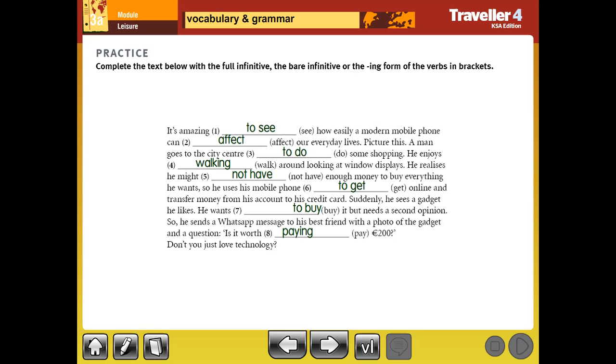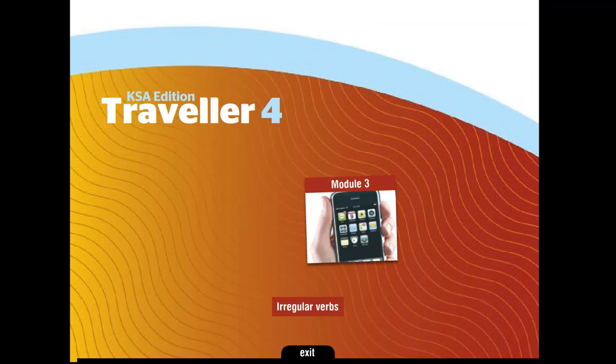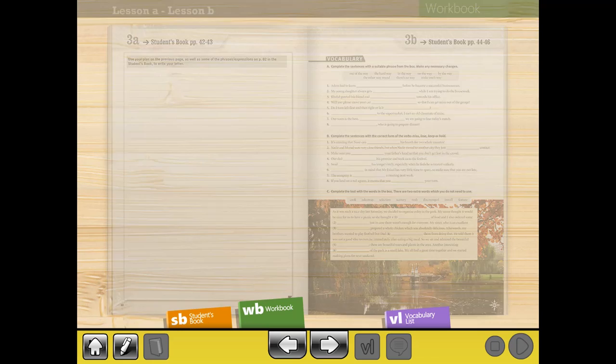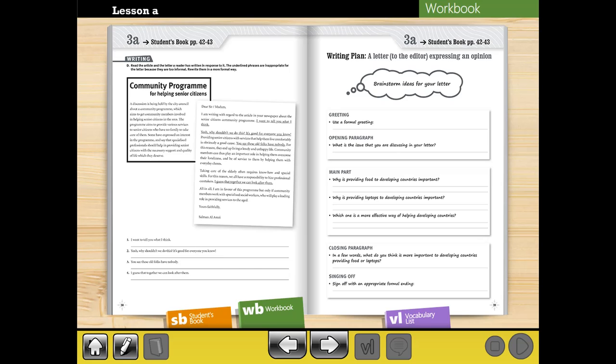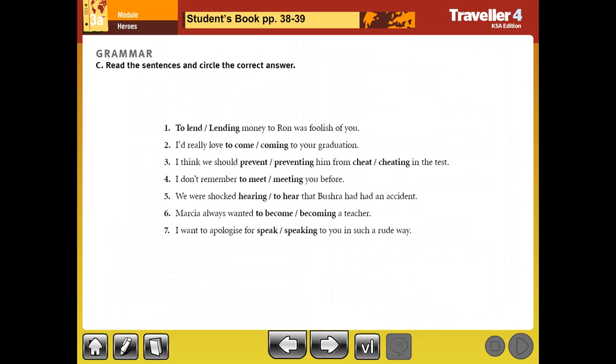Now. Okay. الحين. Workbook. Page 34. Okay. Look at sentence number 1. Choose to lend or lending. طبعا انا بختار بداية الجملة subject فاعل وانا نستخدم verb plus ing as a subject. يبقى lending. Number 2. I'd really love. زي I'd like. زي I want. هذه يتبعها to زائد المصدر. I'd love to come. Okay.